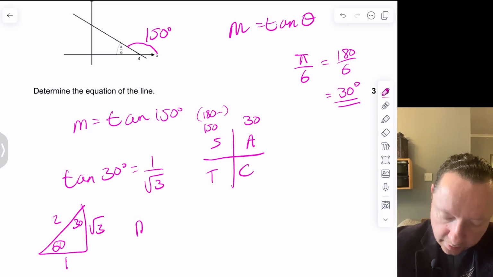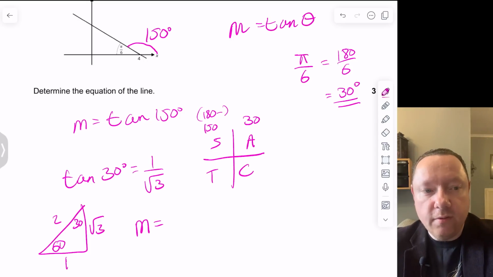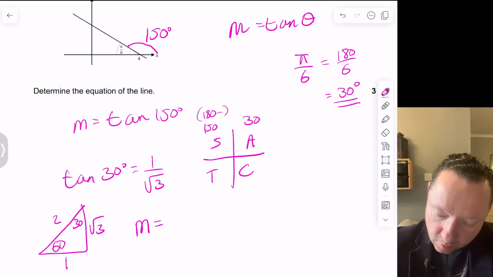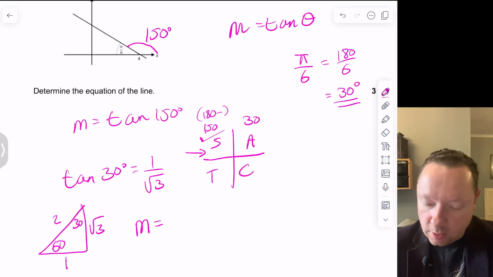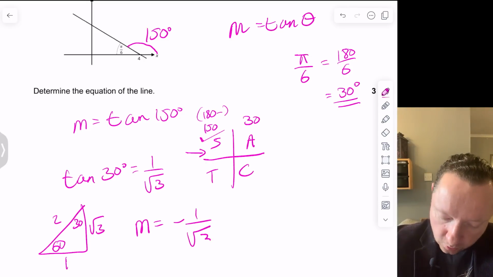But that means that my gradient is not 1 over root 3. Be very careful here, because 30 is not the angle I've actually got, it's 150, which is here. And 150, for tan, is negative here, because we're in the S quadrant. So we need to write minus 1 over root 3. So be careful.